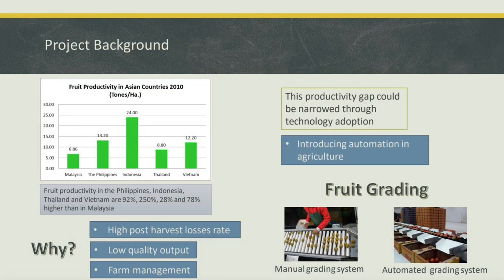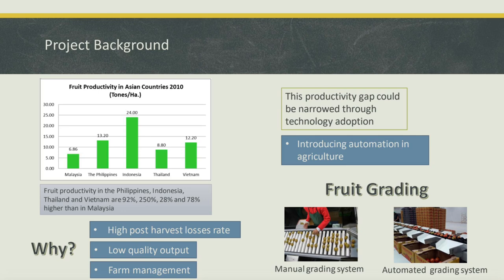Fruit productivity in the Philippines, Indonesia, Thailand, and Vietnam is 92, 250, 28, and 78% higher than in Malaysia. The significantly low relative productivity needs to be addressed if Malaysia is to embark on expanding fruit production and compete in both domestic and international markets. The major factors affecting fruit productivity in Malaysia are high post-production loss, low quality output, and farm management.